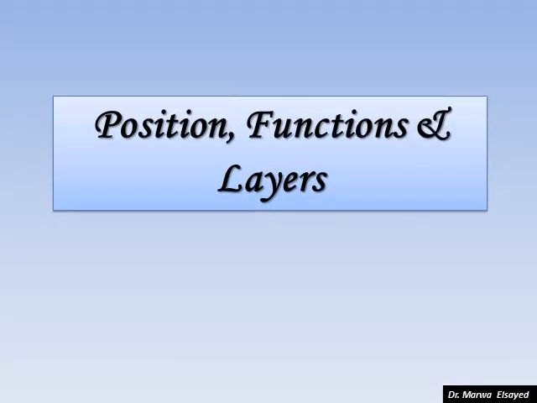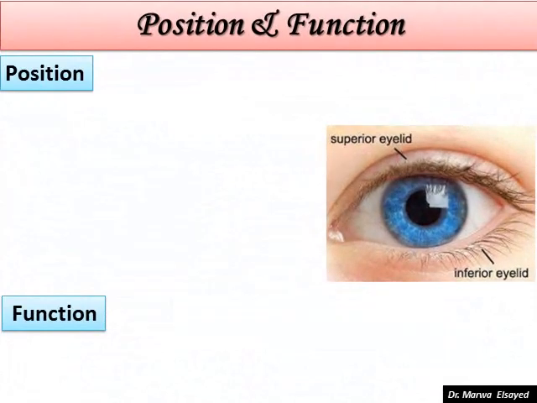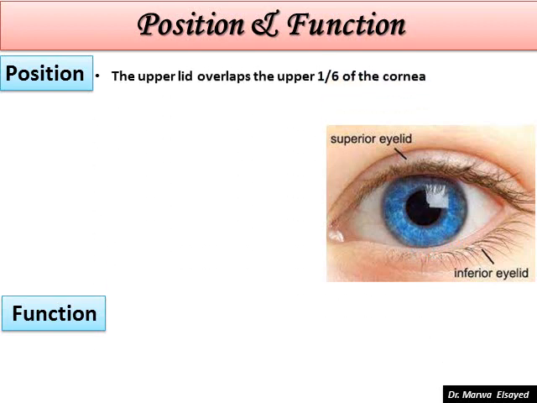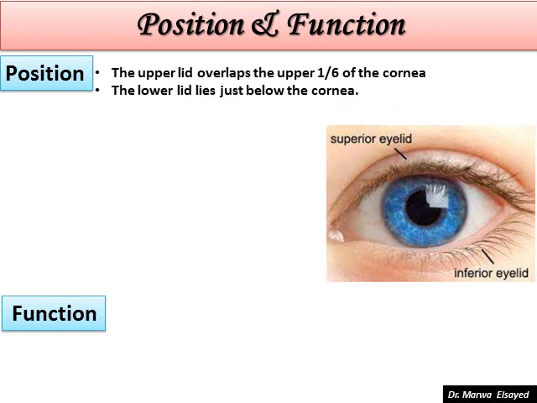Position, functions, and layers of the eyelids. The upper eyelid covers the upper 1/6 of the cornea, but the lower eyelid just covers the lower margin of the cornea. When we close the eye, the upper eyelid moves downward to cover this cornea.